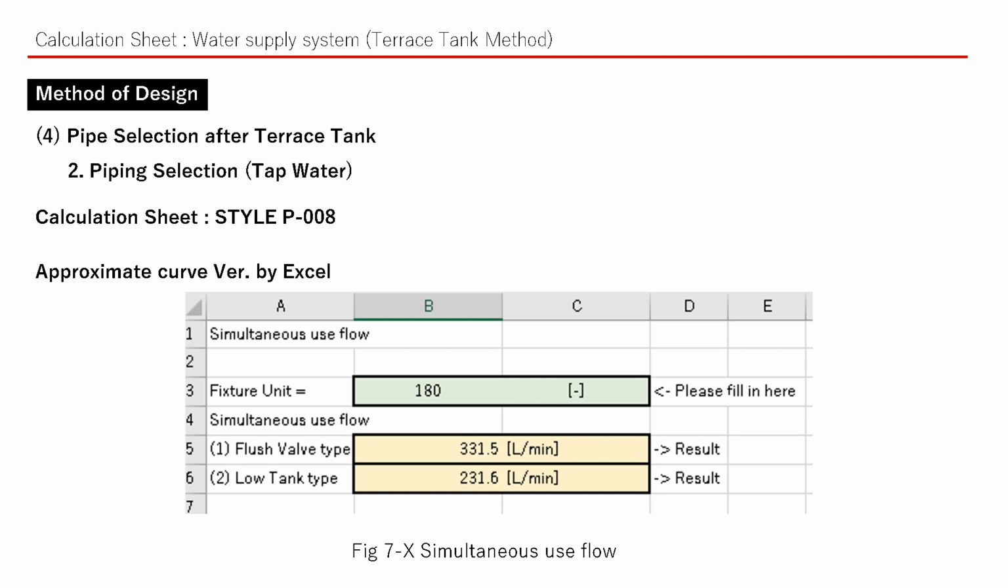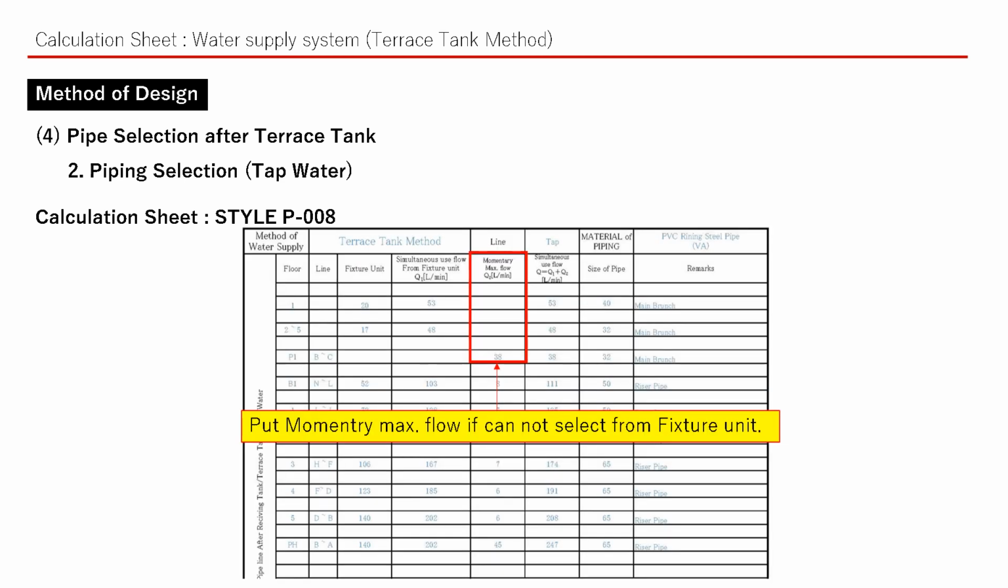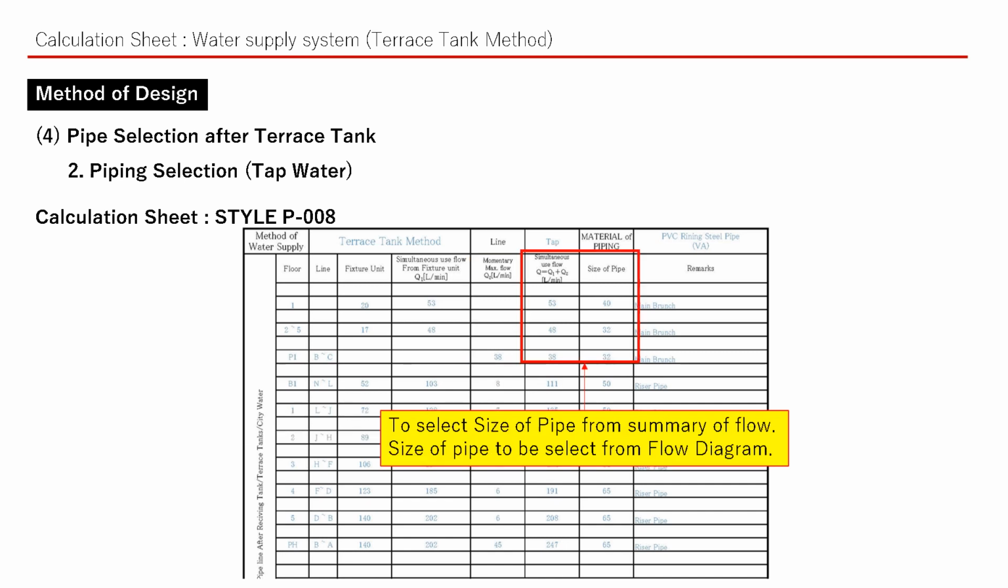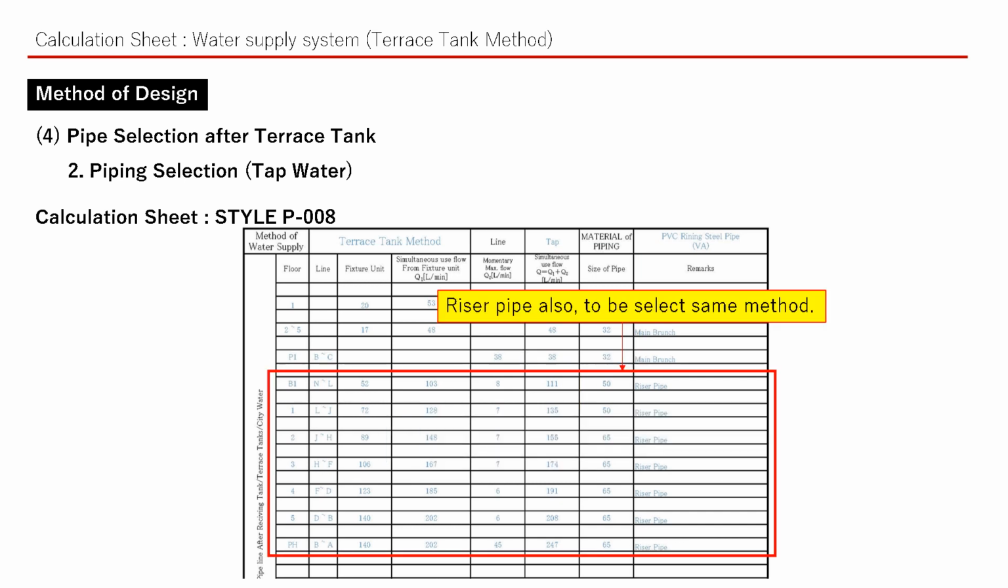Moreover, we prepare auto selection sheet in Excel. Please utilize for your design works. Put momentary maximum flow if cannot select from fixture unit. To select size of pipe from summary of flow. Size of pipe is to be selected by flow diagram. Next, we can proceed with same for riser piping too.